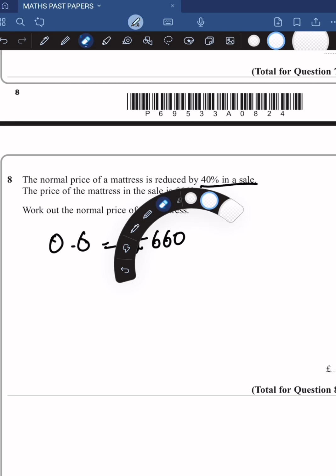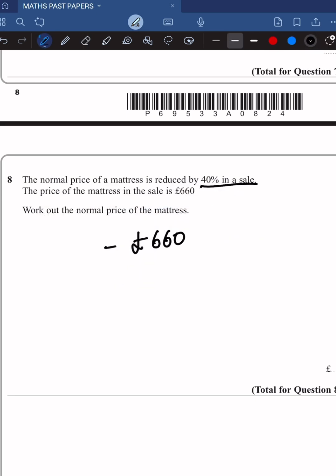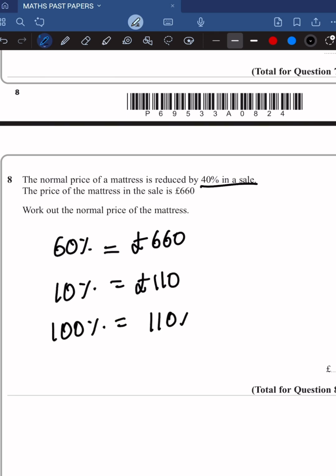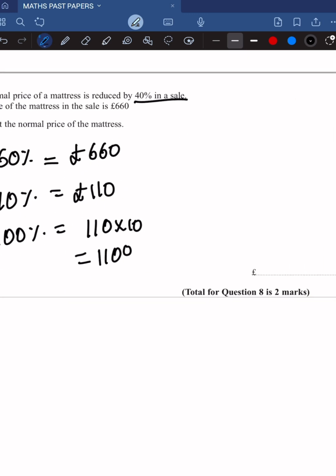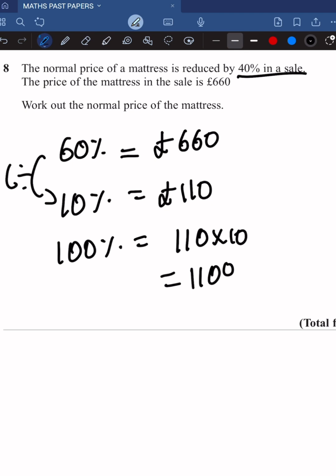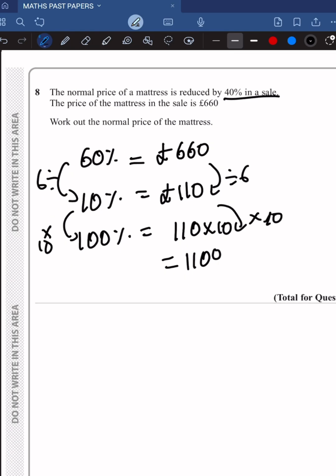So let me just rewrite this as 60%. Well, to find out 100%, 10% equals 660 divided by, of course, 6, which is £110. 100% equals 110 times 10, which equals 1100. Of course, to go from here to here, we divide by 6, times by 10, times by 10.